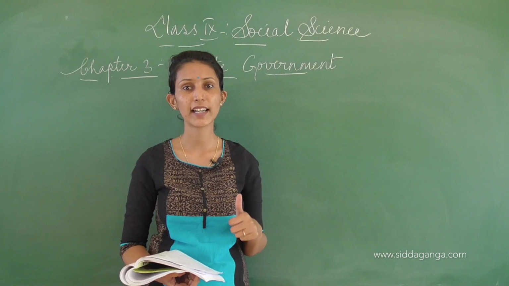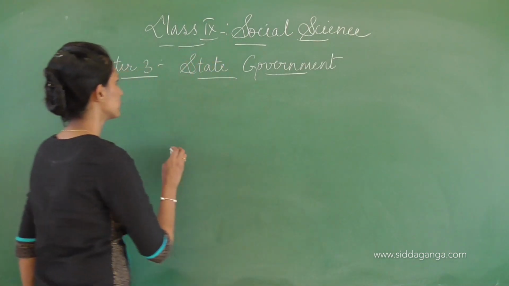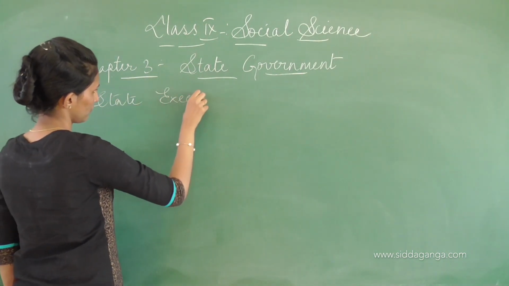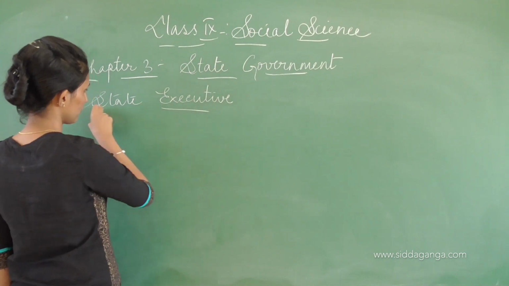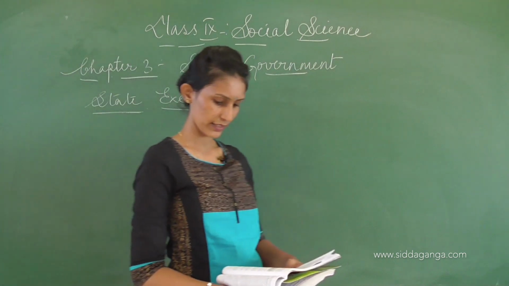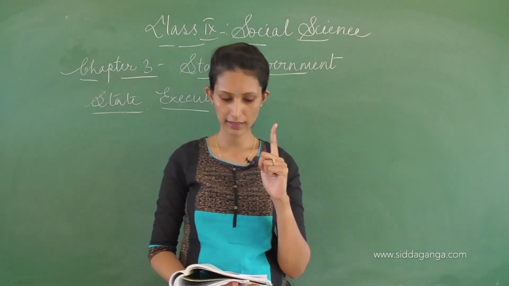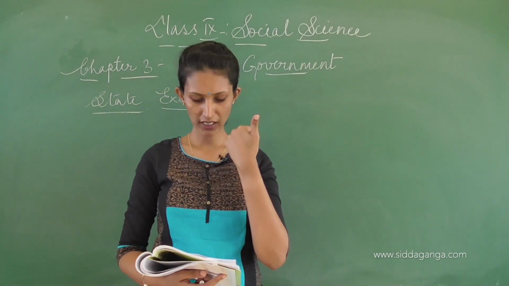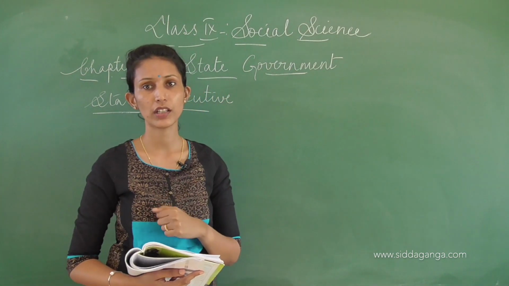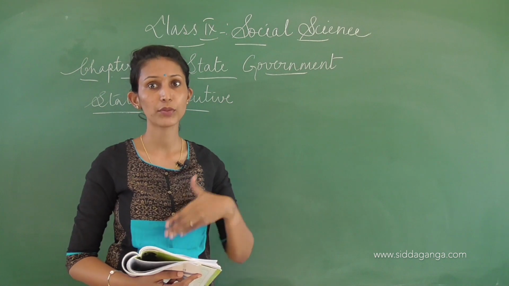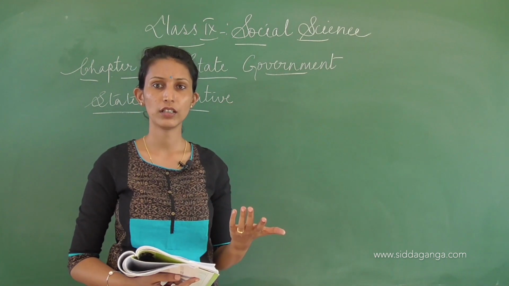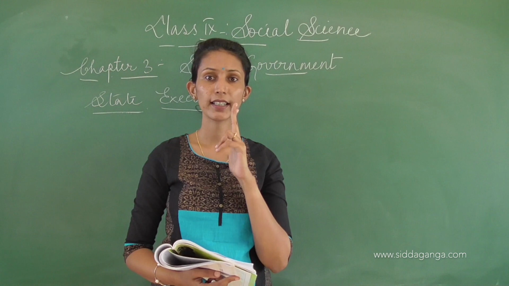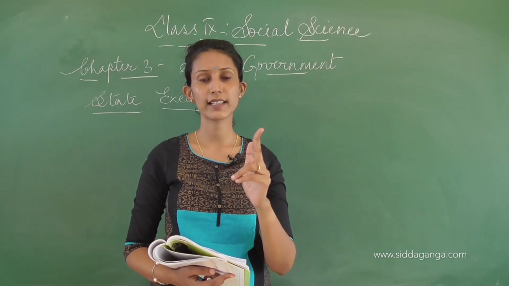Next, we are moving on to the state executive. State executive. It has the governor, the chief minister and the council of ministers who are called the cabinet. So the governor, who is there in the state executive, executes these laws. We studied the legislature, we are studying the executive, who are executing the laws. The governor, the chief minister and the ministers, that is the cabinet. These form the state executive.